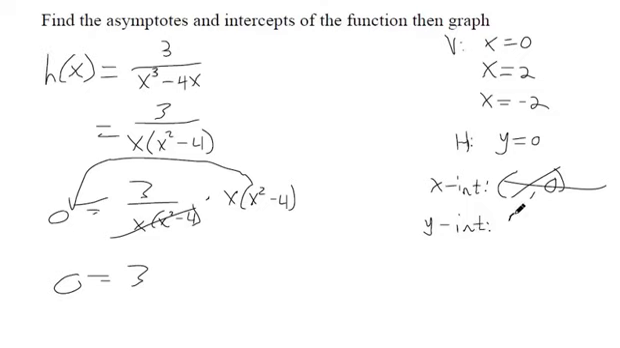Y-intercepts happen when you plug in 0 in for x. So if I plug in 0 in here, 0 minus 0 is 0. We can't divide by 0, so there's no y-intercepts. So this graph, when we graph it in Desmos, should neither cross the x nor the y-axis.